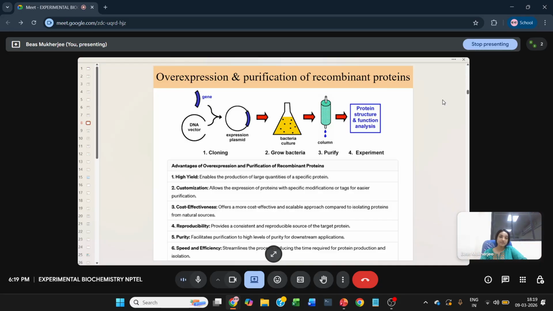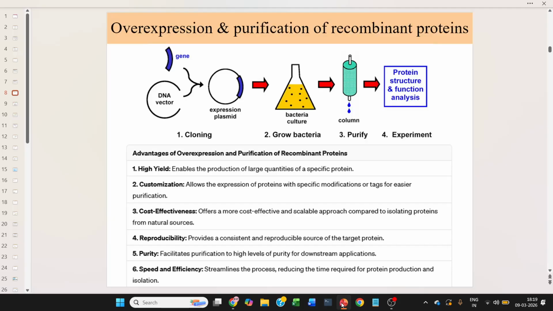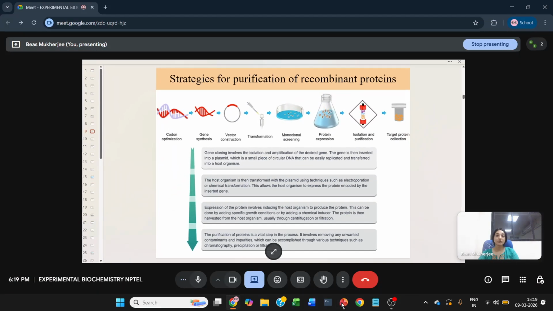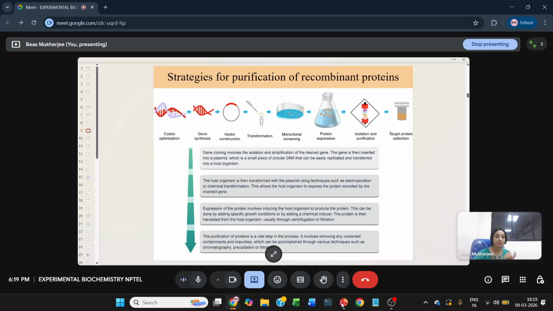It is cost effective, it is cheaper, it is reproducible, because keeping the conditions the same, the bacteria is going to give the same protein every time. And then purity, of course, it is going to be very, very pure. And speed and efficiency, it takes very little time compared to other types of protein production strategies. Okay, right. So now we will look at the steps in a little more detail.